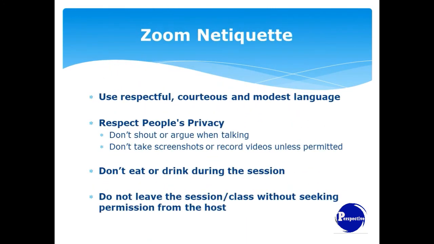So what is Zoom netiquette? Apart from the idea of internet netiquette, since we're talking about Zoom, we have to divert our focus to Zoom netiquette. First of all, you have to be respectful, courteous, and you have to use modest language in Zoom. Now, we have seen incidents where some intruders, also called Zoom bombers, intruded into the Zoom session. The teacher was pretty old and he didn't quite understand who was doing that. So maybe not a student, or the intruder was using bad language in that Zoom session.